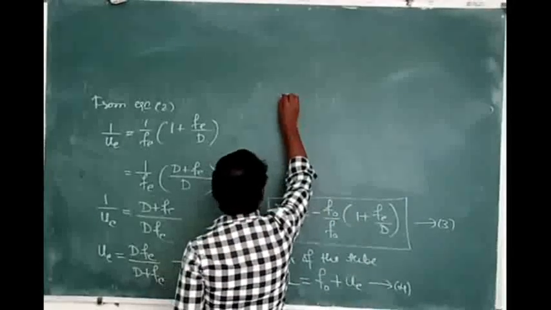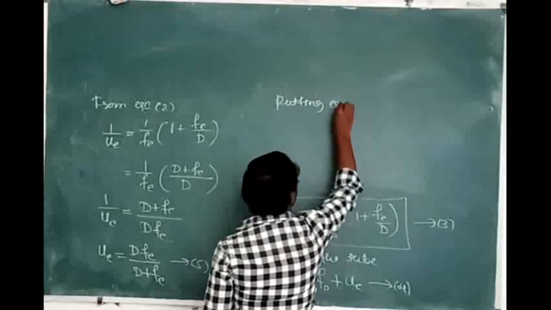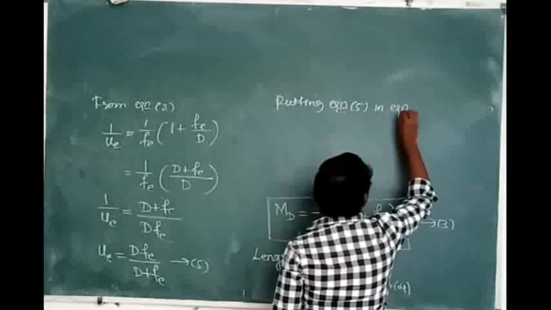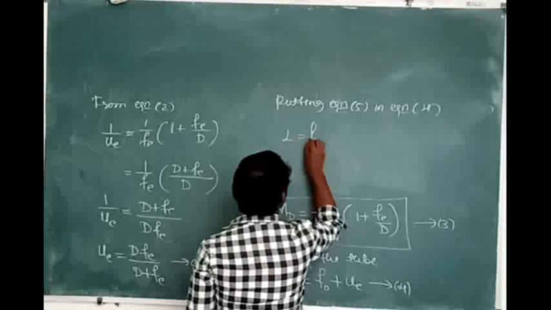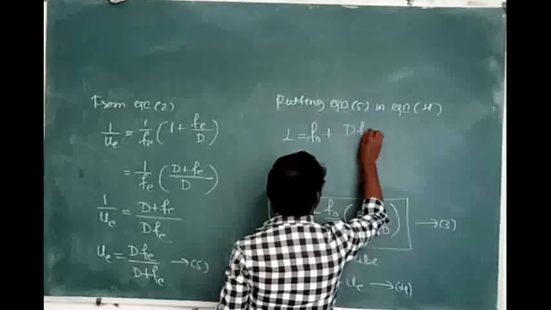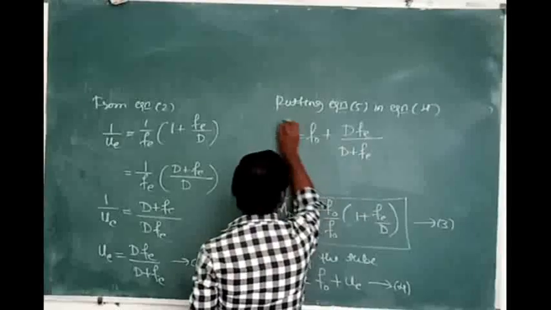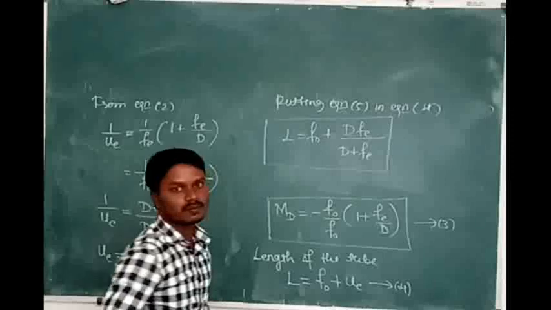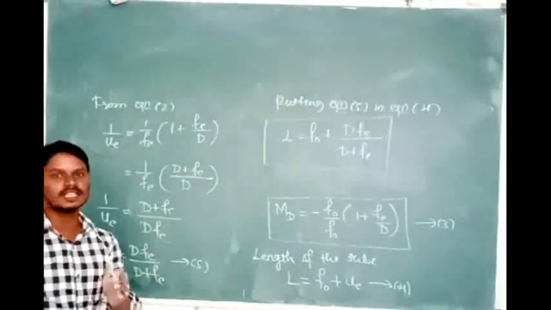So L is equal to, putting equation 5 in equation 4, L is equal to FO plus, what about UV? UV is nothing but D into FE divided by D plus FE. Then it is the formula used to find the length of the telescope when the image is formed at near point. So what is the magnification produced by the telescope when the image is formed at near point?